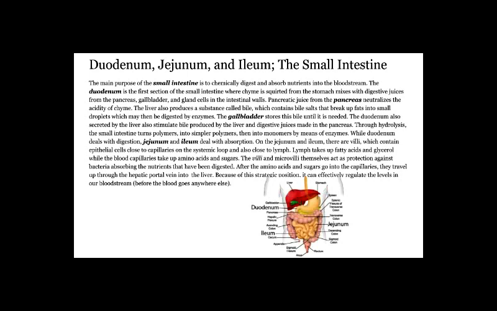So the duodenum, those three are in order. That's how they are. It's the first section of your small intestine where chyme is squirted in from the stomach. Pancreatic juice from the pancreas neutralizes the acidity of chyme. The gallbladder stores bile from the liver until it is needed. It also concentrates the bile. Through hydrolysis, the small intestine turns polymers into simpler polymers and then into monomers by means of enzymes.